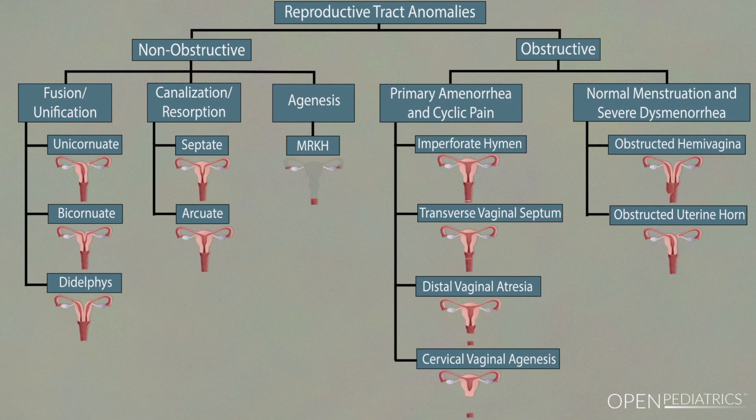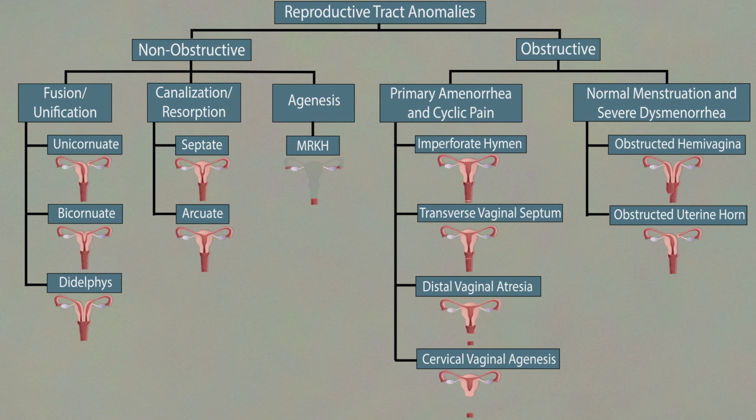In summary, female reproductive tract anomalies can be classified as being either non-obstructive or obstructive in nature. Non-obstructive anomalies can be further classified by whether an error occurs in the fusion or canalization of the Müllerian ducts, or whether there is complete agenesis of the Müllerian duct system. Obstructive anomalies can be categorized into those that largely present with primary amenorrhea and cyclic pain, and those that present with normal menstruation and severe dysmenorrhea.